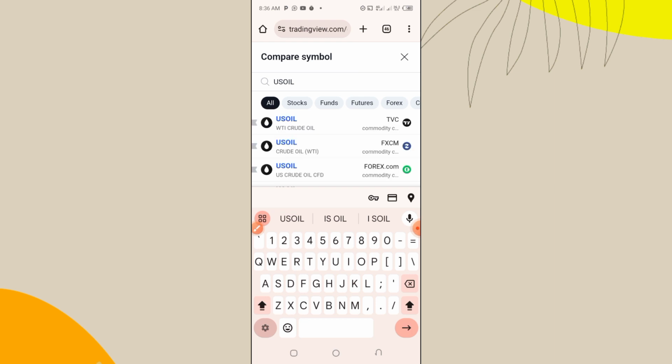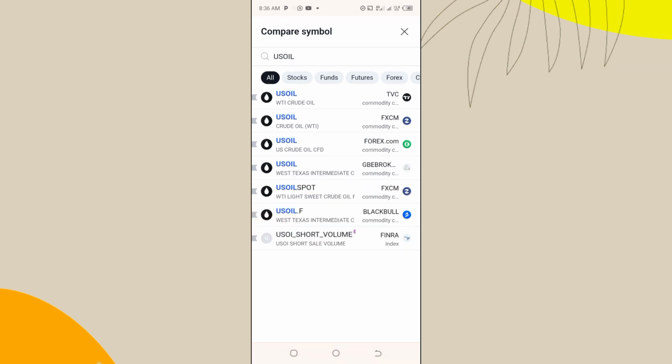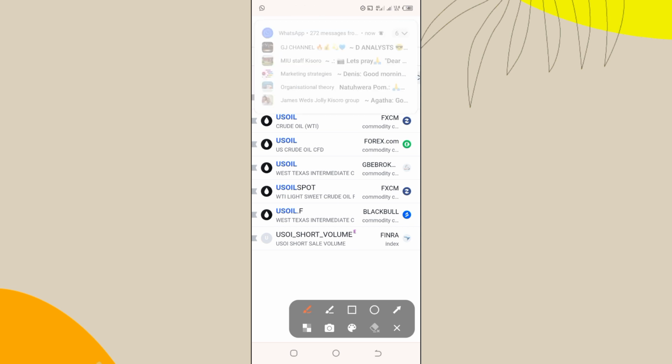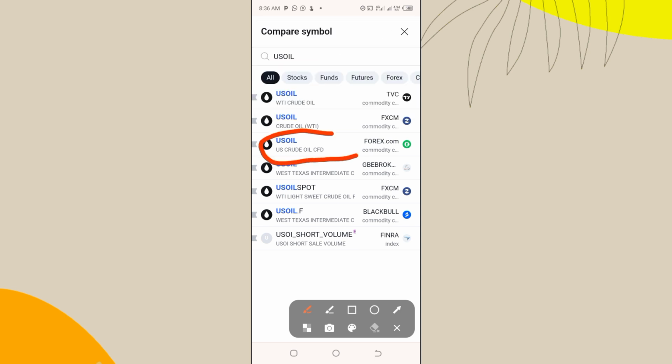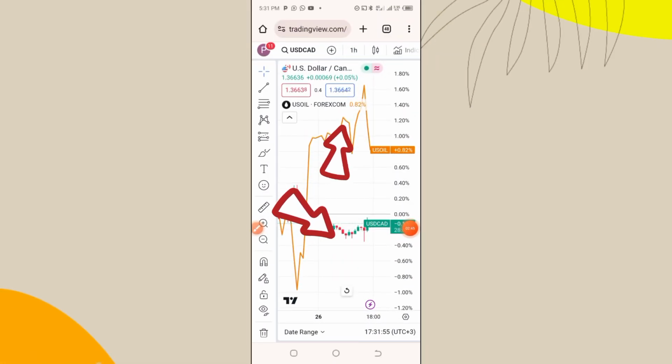Let me see. All right, it's here. You can see we have a lot of crude oil offered by different brokers, and I will choose that one of Forex.com, and I will click on same percentage scale. You can see the negative correlation. Crude oil is moving up while USD CAD is moving down.